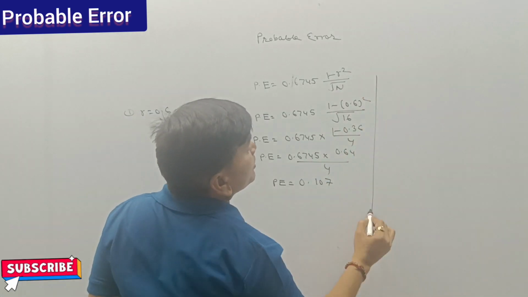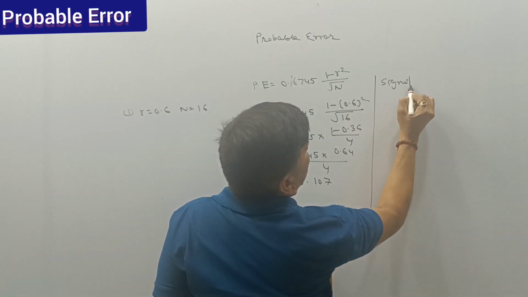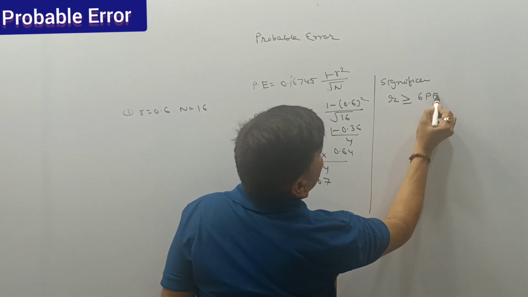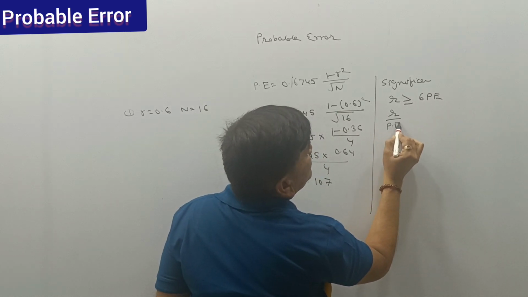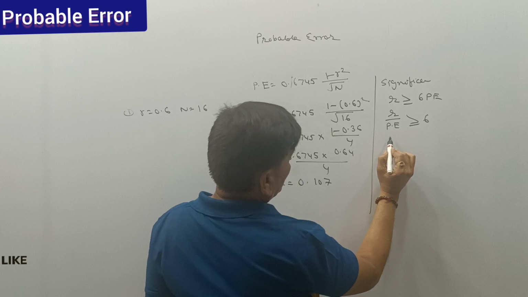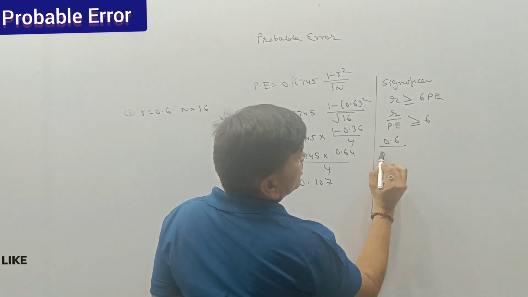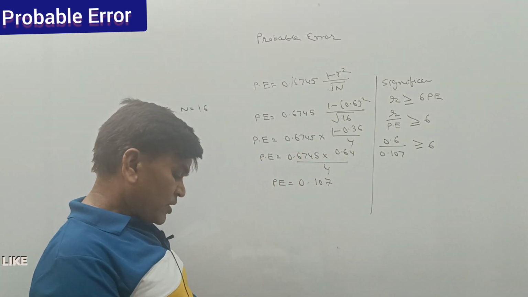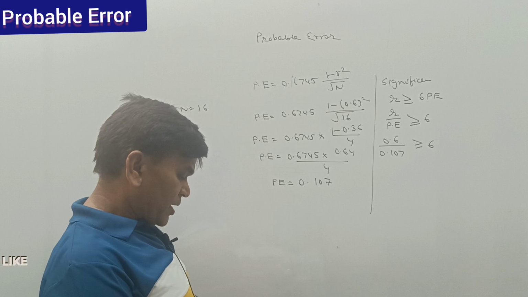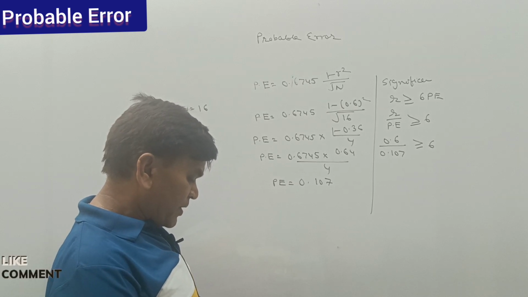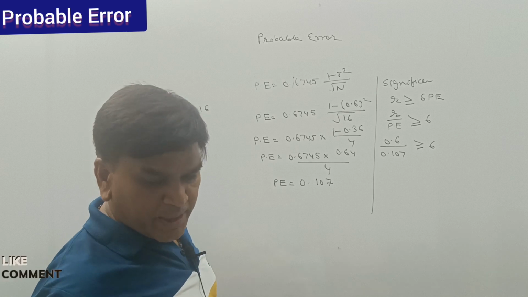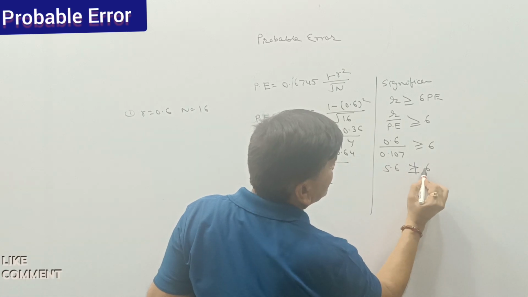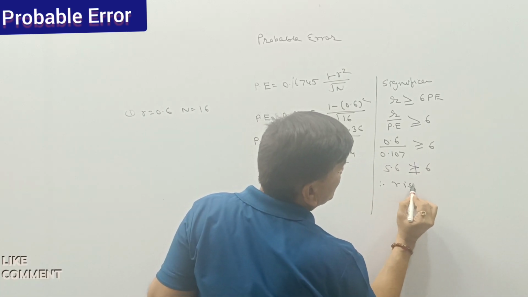So for significance, r should be greater than or equal to 6 PE, or we can write r divided by PE should be greater than or equal to 6. The value of r is 0.6 and PE is 0.107, so 0.6 divided by 0.107 is 5.6. So 5.6 is not greater than or equal to 6, and we will say r is not significant.